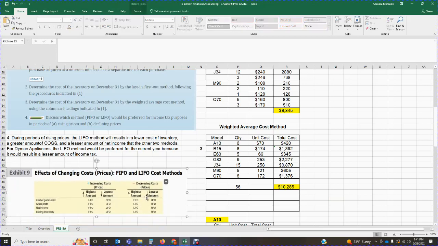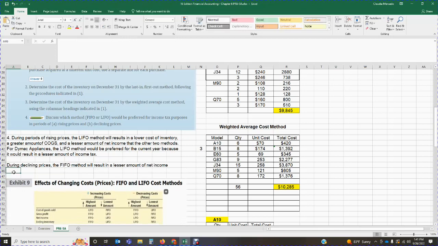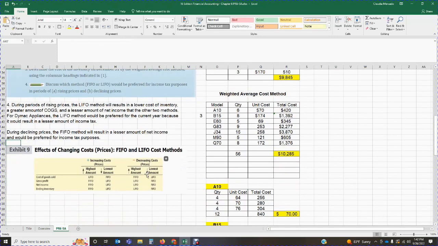If we have declining prices, okay, during declining prices, the FIFO method will result in a lesser amount of net income, okay, and would be preferred for income tax purposes. Okay, so when prices drop, what's going to happen?